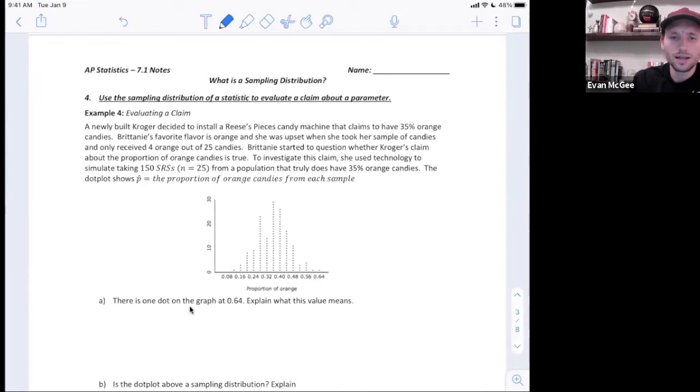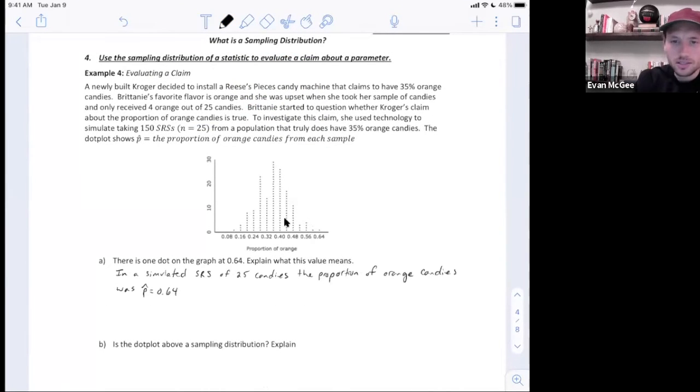So there's one dot on the graph at 0.64. Explain what this value means. So they're talking about this dot right here. We're explaining what this dot is. This is a simulated sample of 25 candies that had 64% orange candies.